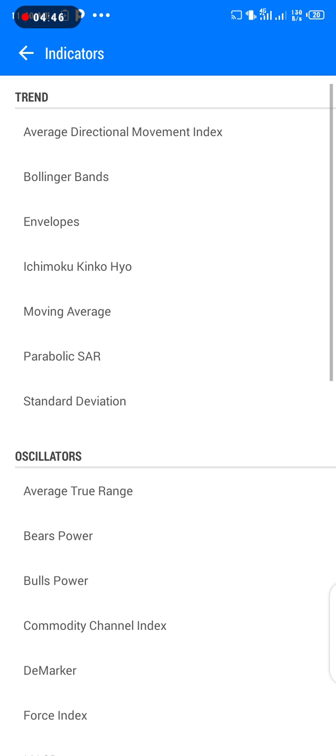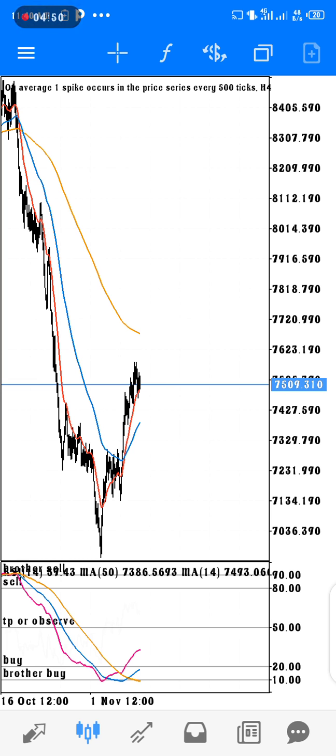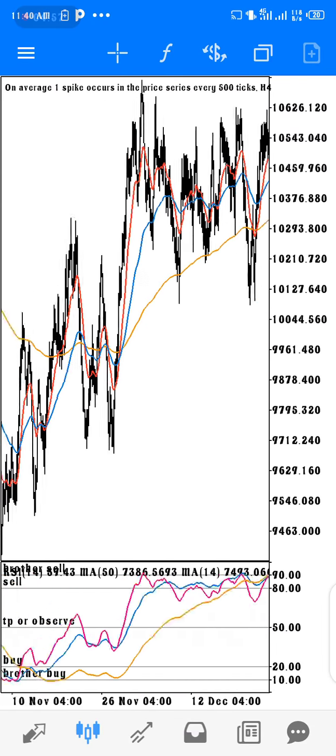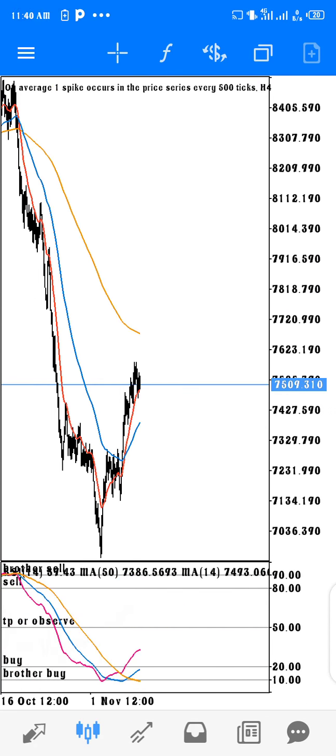Then the last is the moving average 200. Hope you're understanding it. So you can see it, guys. Now we'll be adding another window.